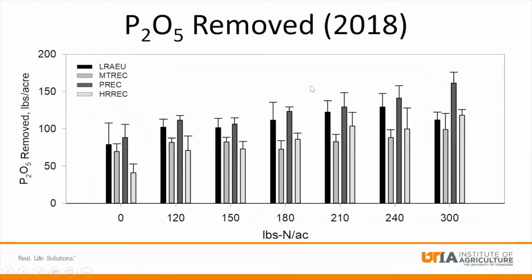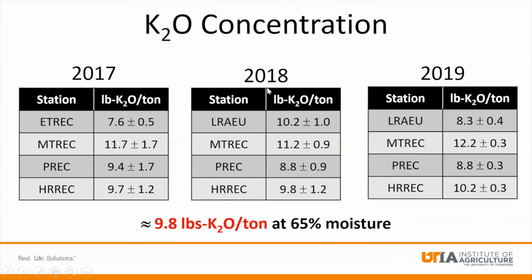Moving on to the phosphorus removed, this is an important point. So basically here we've taken the phosphorus concentration and multiplied it by the yield. And you can see that in most cases, if you're considering perhaps 180 pounds of nitrogen per acre, the yields are going to correspond to a removal of somewhere between 75 to 100 pounds of P2O5 per acre to 125 to 150 pounds of P2O5 per acre.